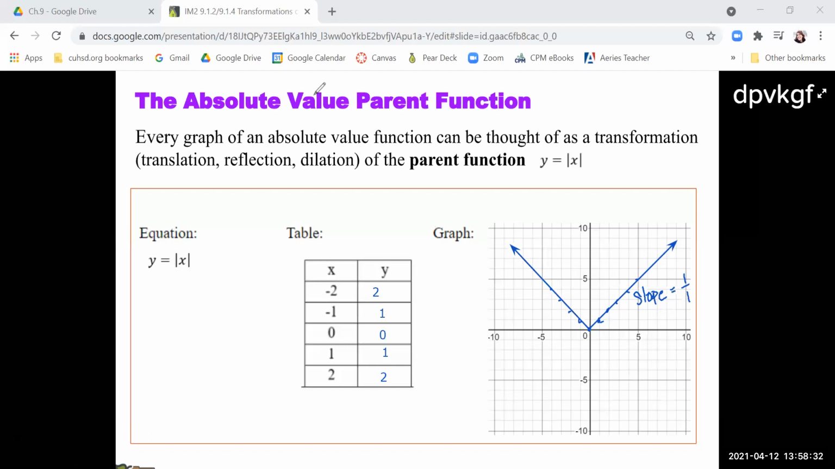So all absolute value functions look like a V, every single one. Sometimes there will be a very tall, narrow V. Sometimes there'll be a very wide open V. Sometimes they'll be upside down, but V's nonetheless.